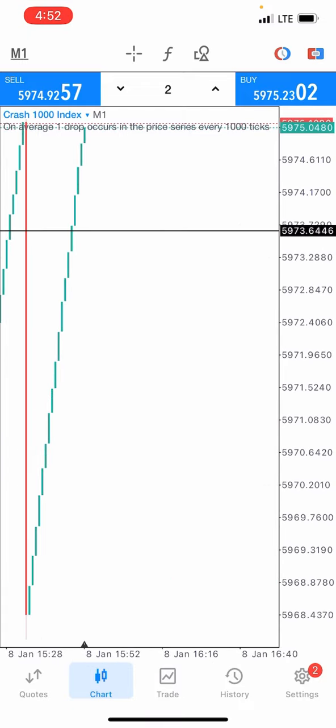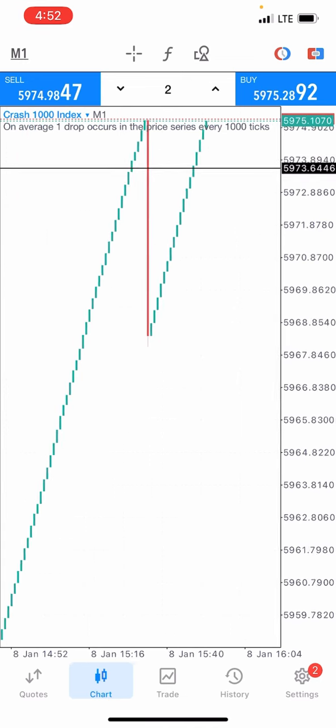So this strategy is for Boom and Crash, to scalp Boom and Crash. Okay, you don't use it to catch spikes on Boom and Crash, only to scalp Boom and Crash. Use the 1 minute time frame to trade this strategy.